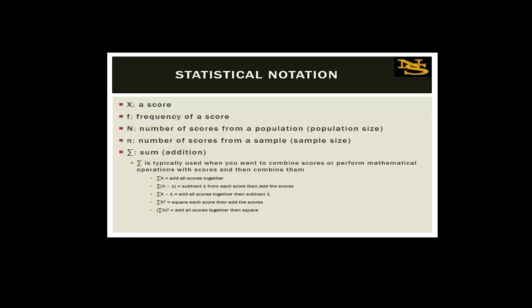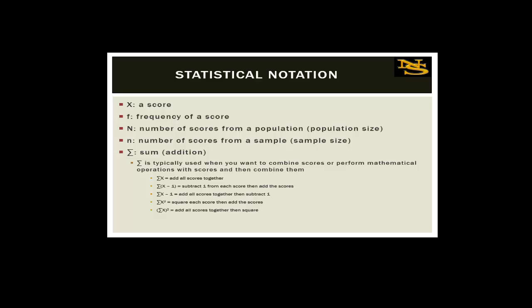Now this funky little squiggle thing that's next right here, sigma, this represents the sum or addition. So you're probably used to seeing summation with plus signs. But in statistics, we are typically manipulating a whole set of data. So it's a lot easier to perform calculations with that data in separate columns, as you'll see in a little bit, and then you sum down. So summation is just used to combine scores or to perform mathematical operations with scores, and then you combine them at the end.